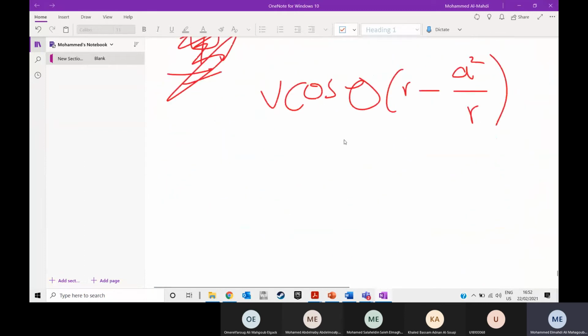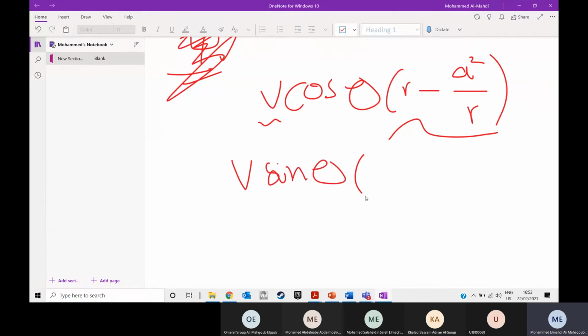So what is the integral with respect to theta? What's the integral of cosine theta? These all are constant. The integral of cosine is sine. So it is sine theta times r minus a square over r, and don't forget plus a function of r, because we integrated with respect to theta. So plus a function of r. Now this is psi.